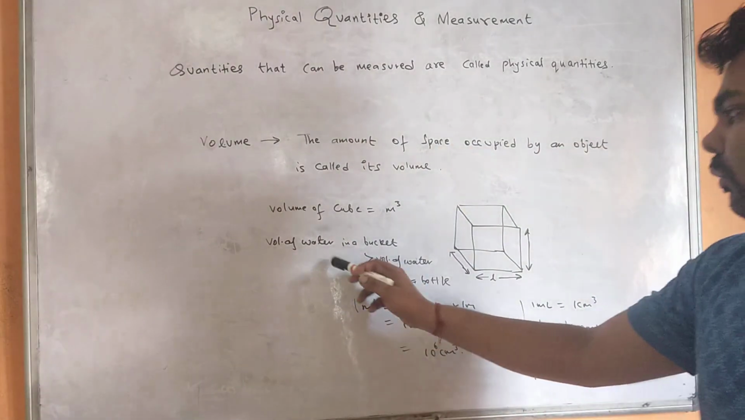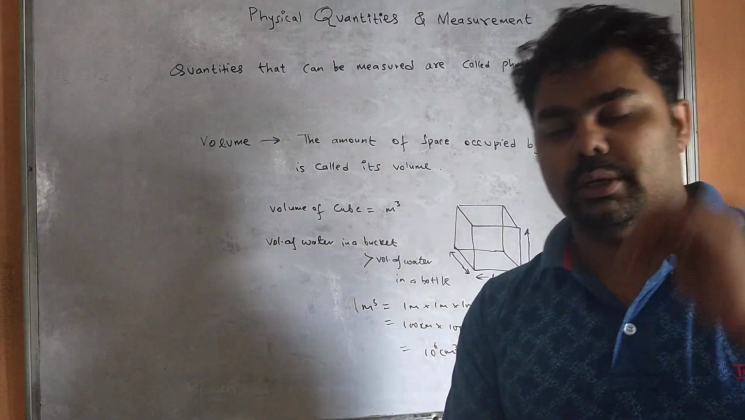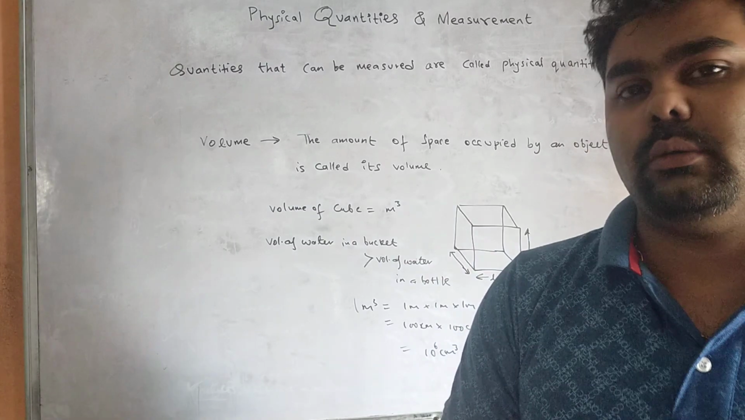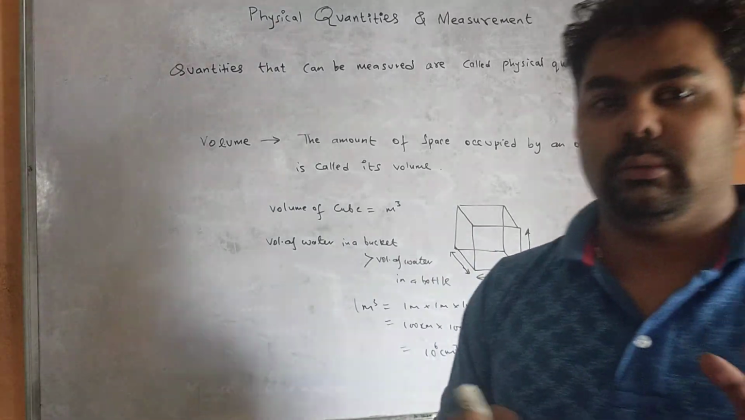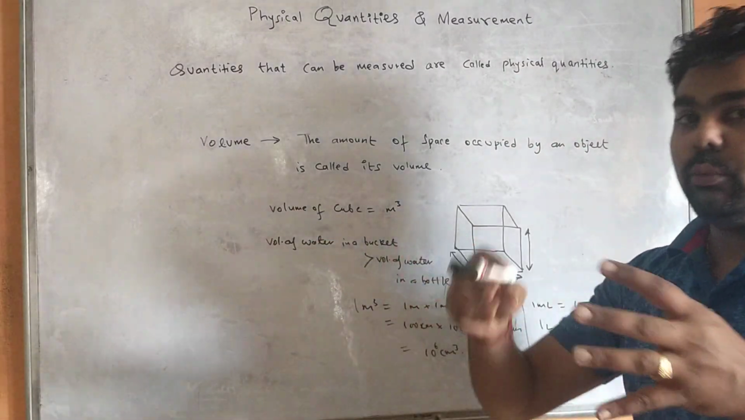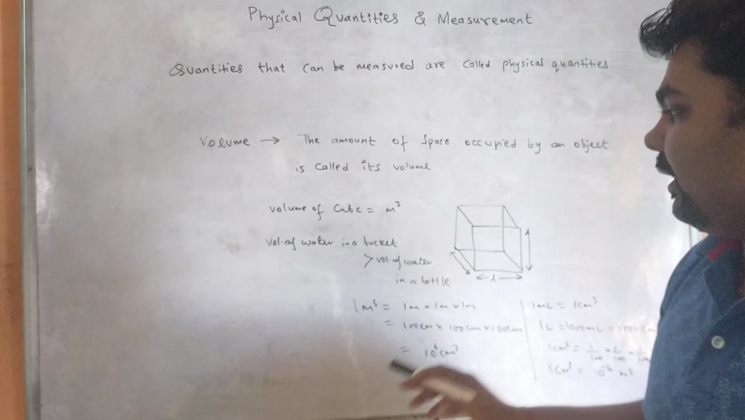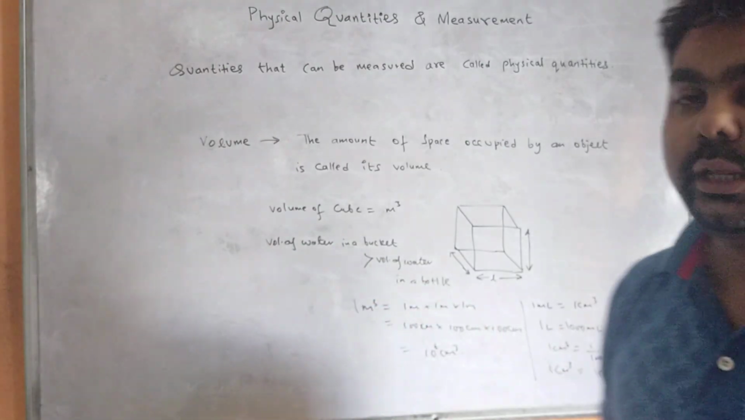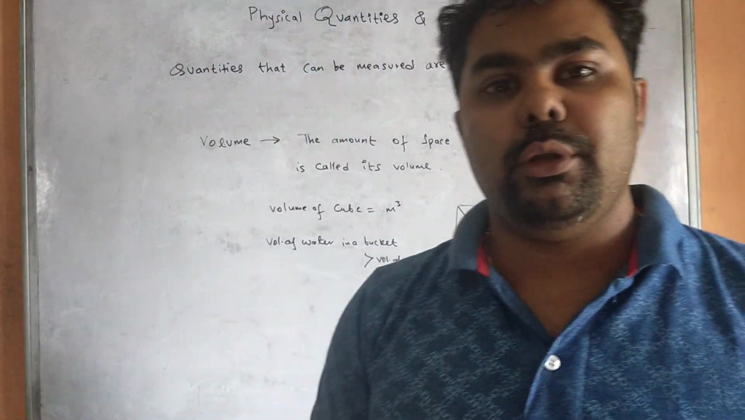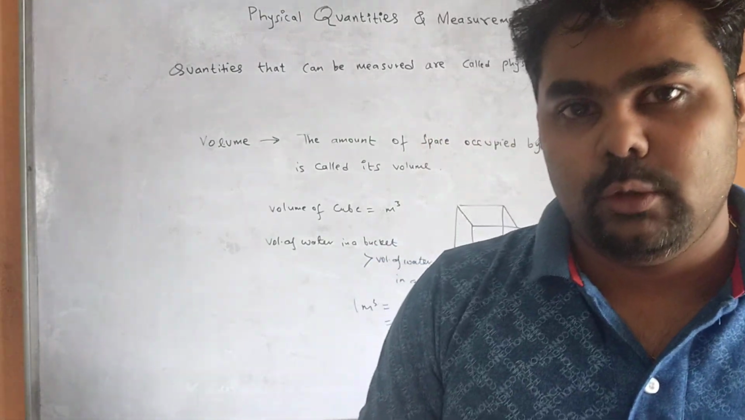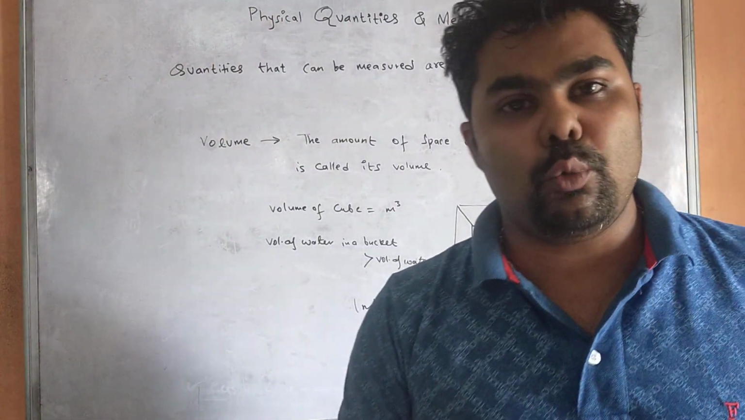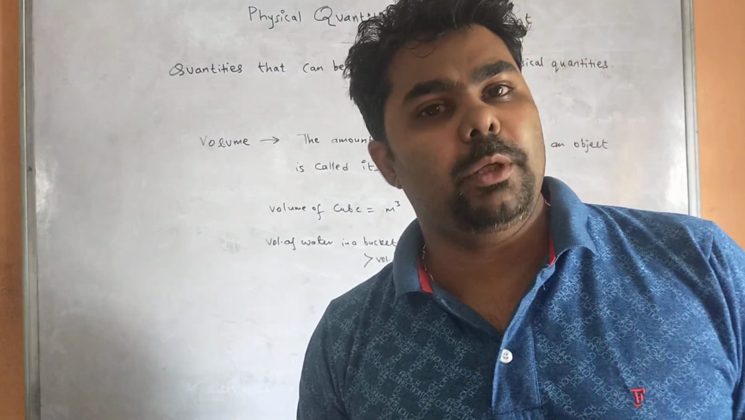Consider the volume of water in a bucket. Suppose there is a bigger bucket containing water, and let us consider the capacity of that bucket as 3 liter. The volume of water stored in that bucket will definitely be more than the volume of water in a bottle. In the bottle the liquid occupies less space, so its volume is less. But in a bucket the water occupies more space, so volume will be more.